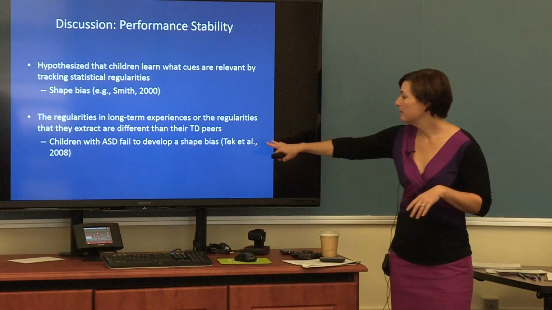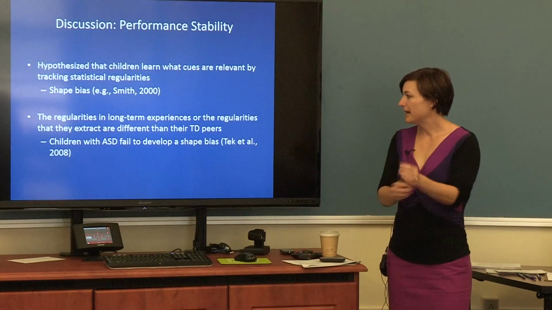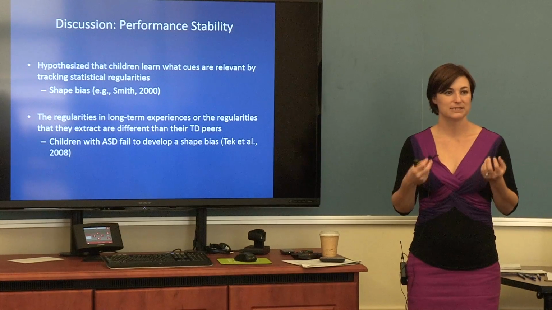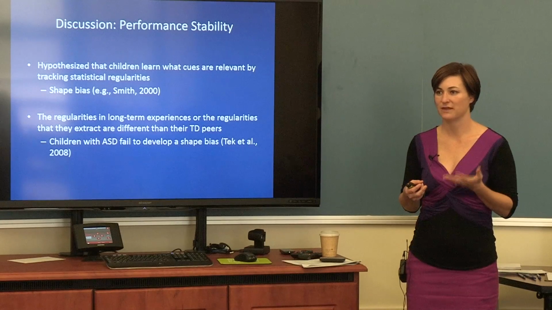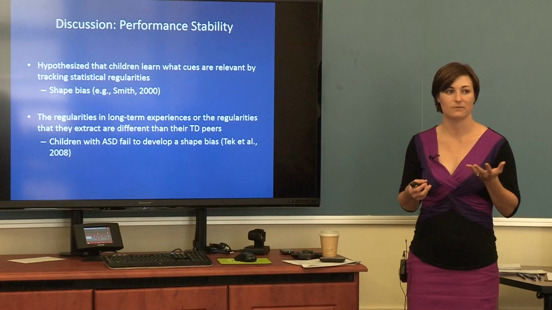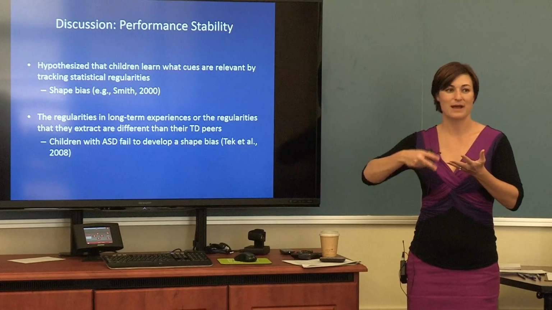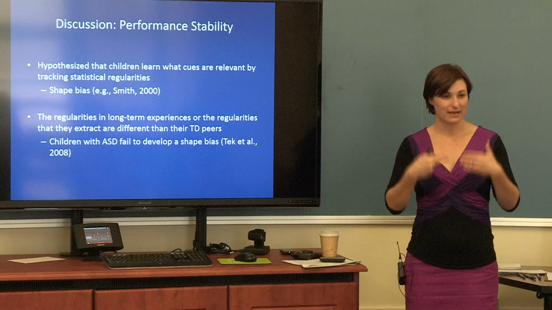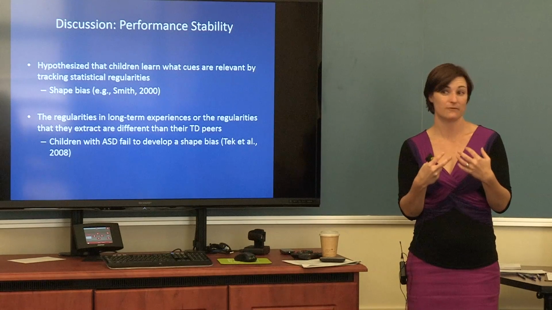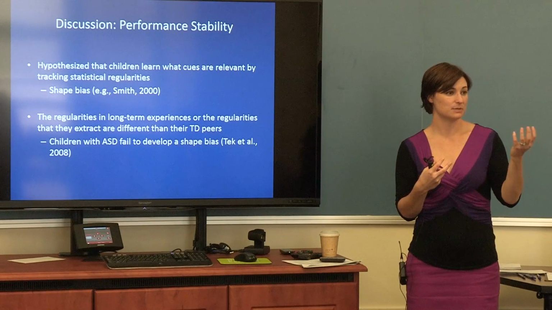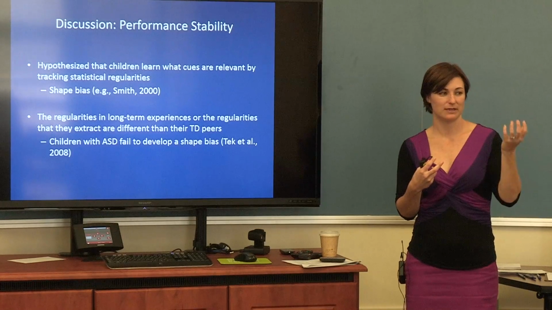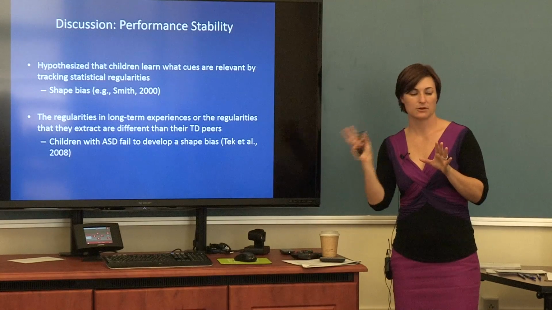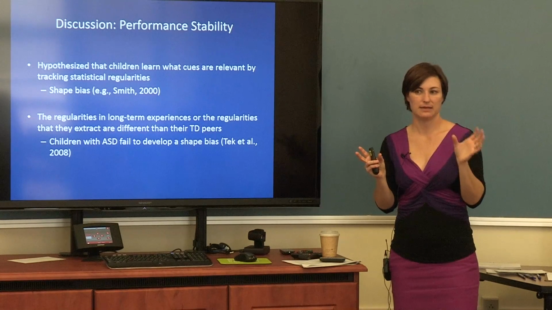Some research by Siamese Tech found that children with autism fail to develop a shape bias even after they've acquired 50 words in their vocabulary, right? So if the shape bias is set on the statistics that the kids are getting, and once again they've got the same amount of words in their vocabulary, we would expect them to learn that shape is a relevant cue, but there's some sort of dissociation between the words that they're getting and the regularities that they're extracting.